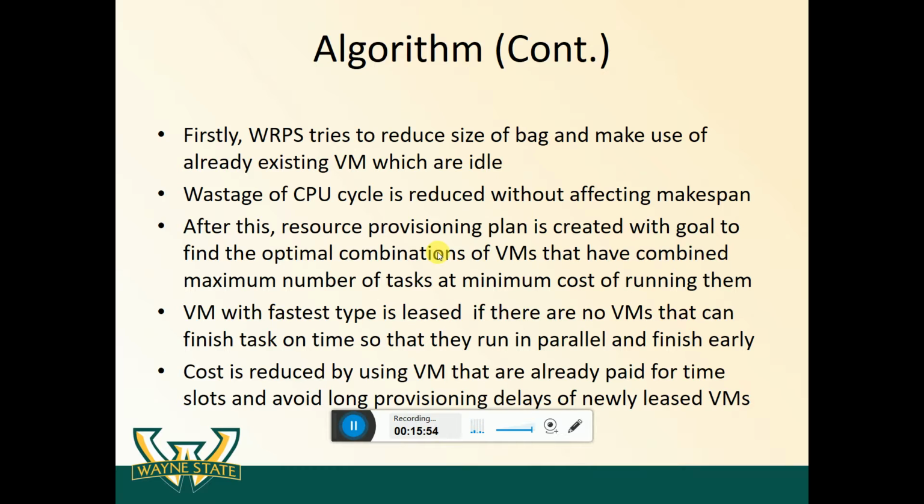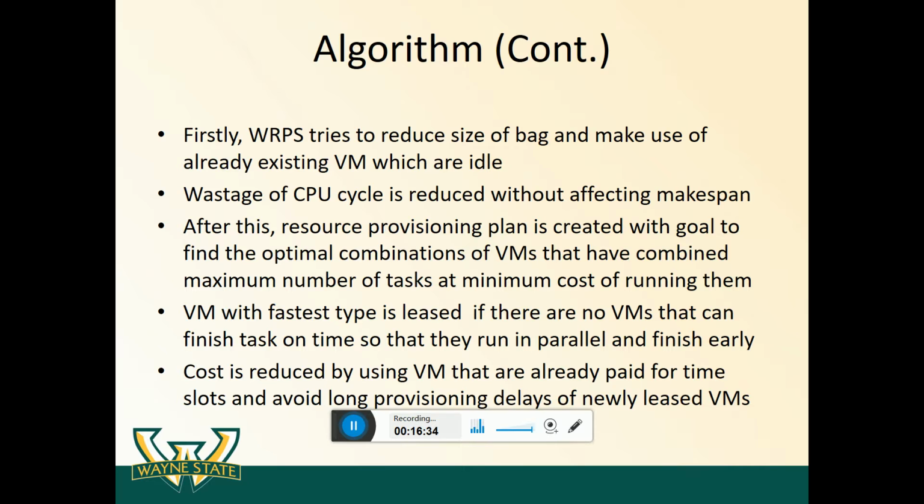Firstly, the WRPS tries to reduce the size of the bag and make use of already existing VMs which are idle. Wastage of CPU cycles is reduced without affecting makespan. After this, a resource provisioning plan is created with a goal to find the optimal combination of VMs that have combined maximum number of tasks at minimum cost of running them.